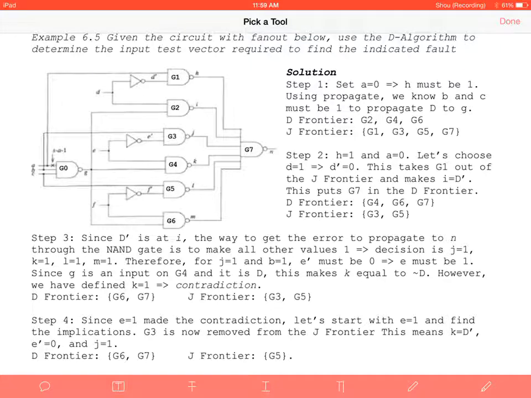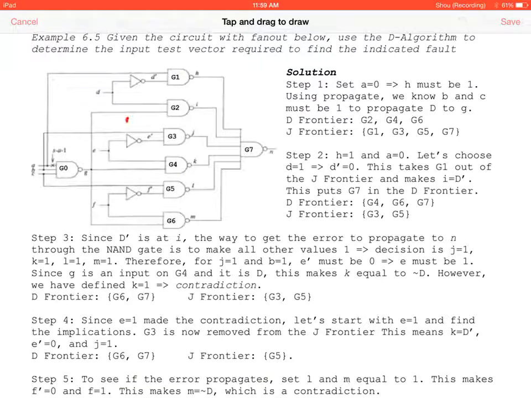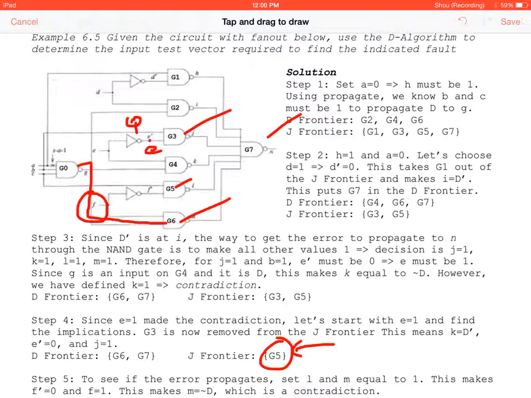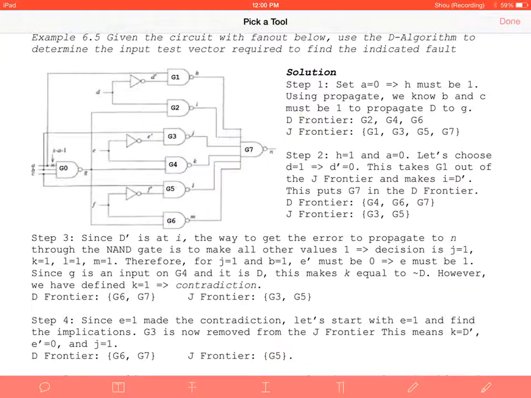So from here, now that we've gotten G3, it is going to have a 0 here, a 1 there and a 0 there. That means it's out of our J frontier. So now we've narrowed down the J frontier to G5. So we're getting close. So we have G5 as our J frontier, and that makes sense because we haven't defined F yet. And for G7 and G6 we still have errors because we have an error here, but we haven't defined it. And we haven't quite propagated this error all the way through. So not all of the inputs are defined, so therefore that's still in the D frontier.